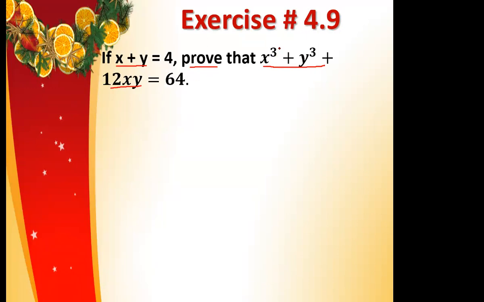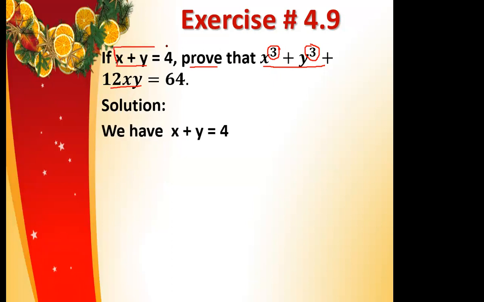So as you can see here, you have a cube here. So what you will do, first you will start with the heading of solution and you will write: we have, or what will be given to you, that is x plus y. Okay, x plus y is given to you and required is x cube. So what you will do, you will simply write: taking cube on both sides.